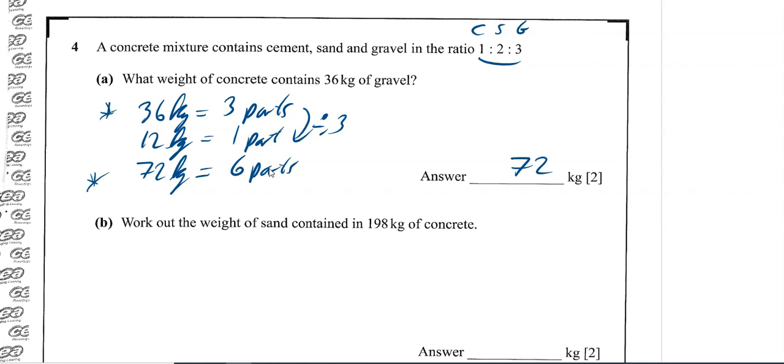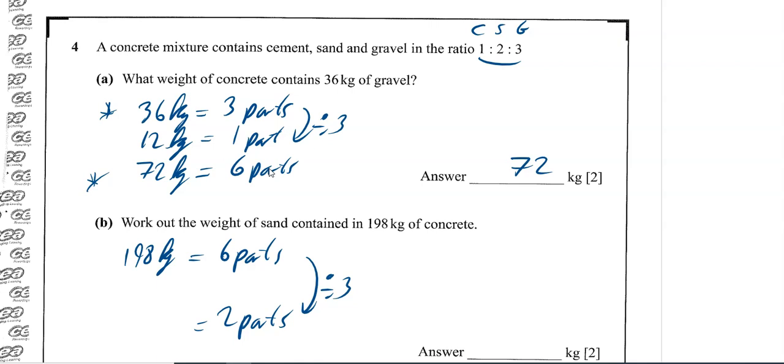It says work out the weight of sand contained in 198 kilograms of concrete. So the concrete is 6 parts, remember, and we need to get to the sand. Is there an easier way of us doing this one? Sand was 2 parts, so yeah, we could just divide by 3 to get down to 2 parts, which is going to be 66. When you divide that by 3, you're going to get 66. Yep, 19 divided by 3 is 6. Carry over 1, 18 divided by 3 is our 6. Okay, so 66 kilograms.